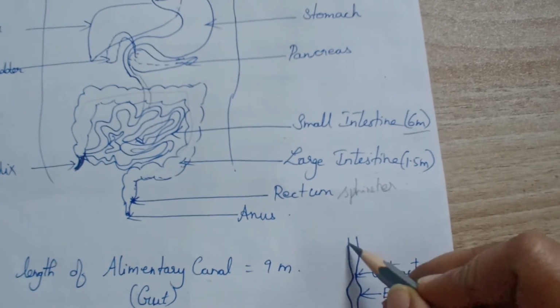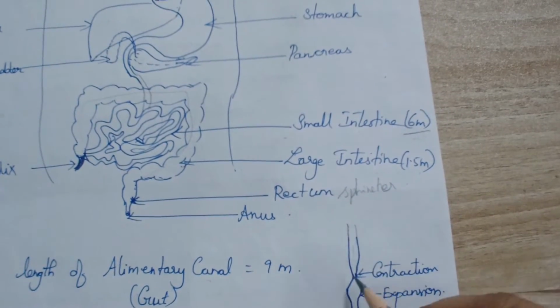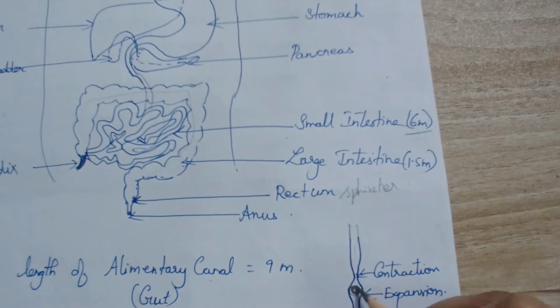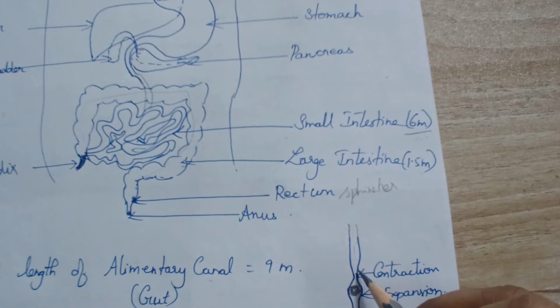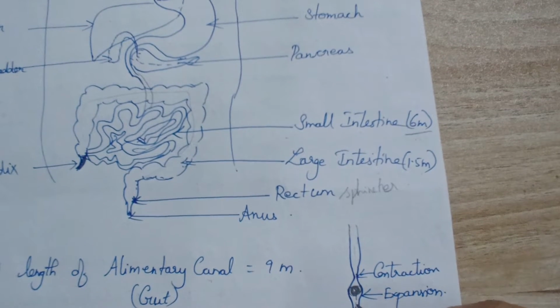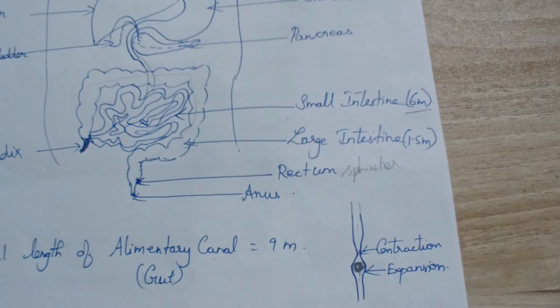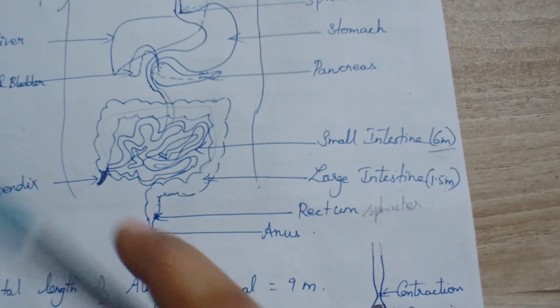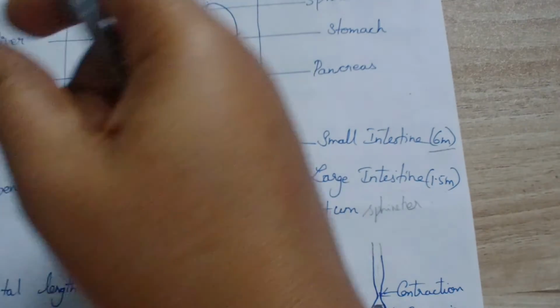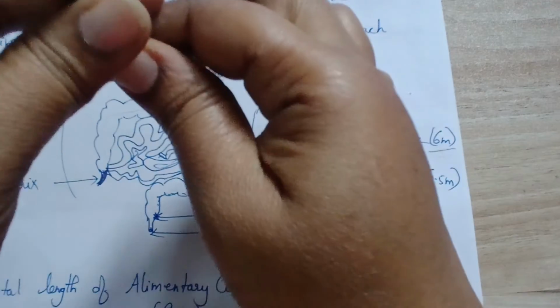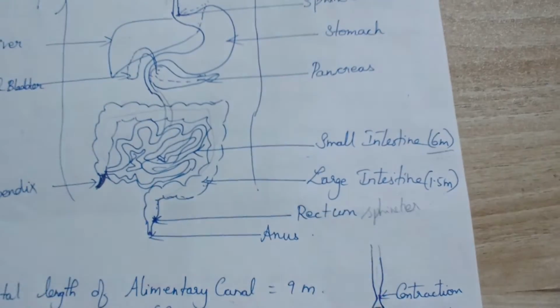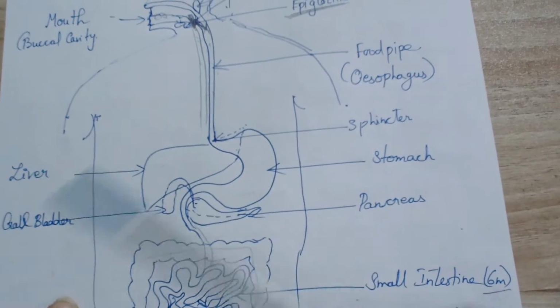For example, see, this is your food pipe. Food will enter here. The food is here, it is expanded. It will contract and expand, and again it will contract and expand. It will be moving like this. This is continuous contraction and expansion. You can imagine this: take a wet cloth or wet towel. If you squeeze it like this, the water will come out and move, right? Like this the food will be moved along by contraction and expansion.